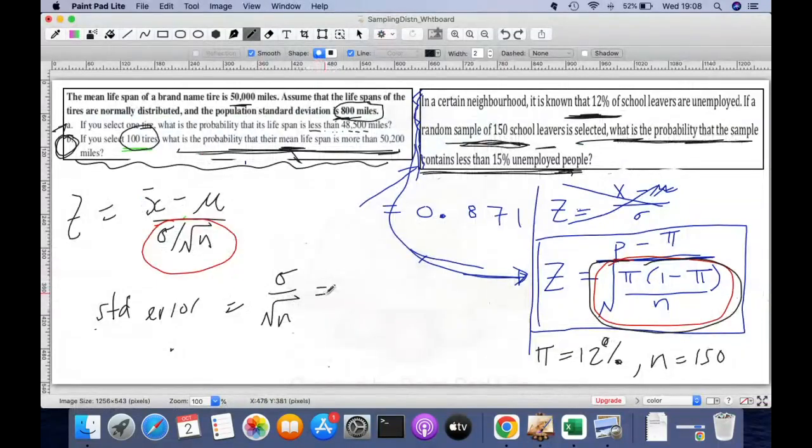Remember, your sigma is 800, and square root n is 10, since the square root of 100 is 10, but you can plug all of this in your calculator at one time. Do that and you get 80. That's your standard error.